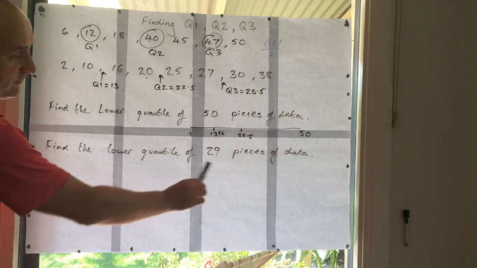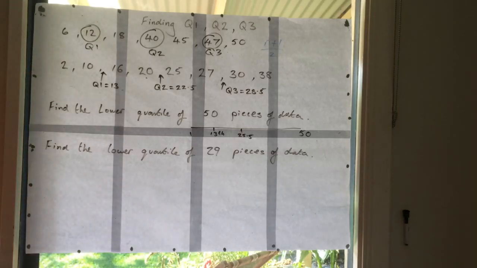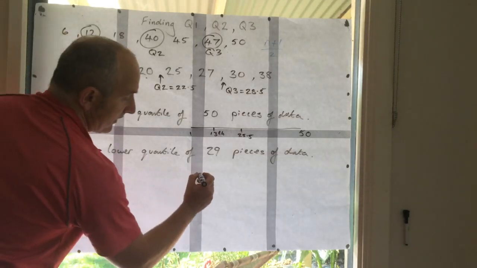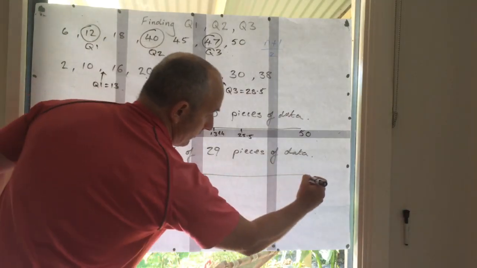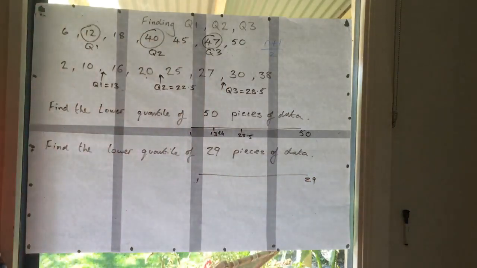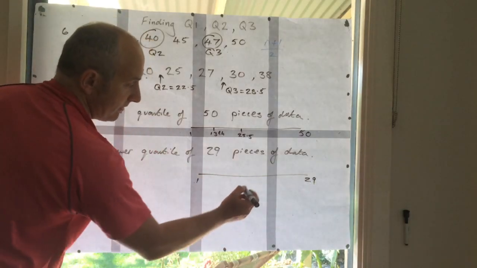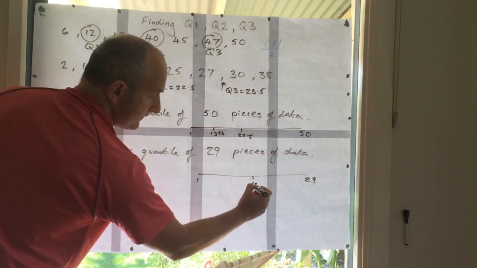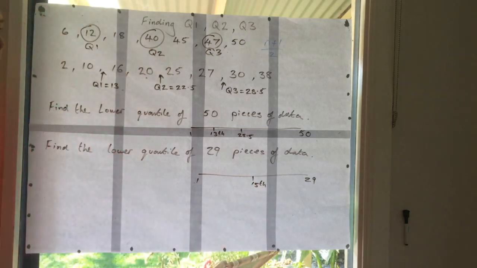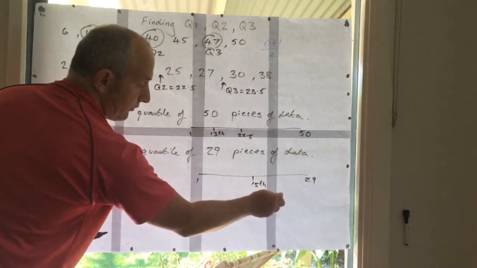Now we're going to find the lower quartile of 29 pieces of data. So I imagine I've got a number line. I've got my first piece of data and my 29th piece of data. To find the median, 29 plus 1 divided by 2 is 15. That's my 15th piece of data. Now I'm going to find my lower quartile.